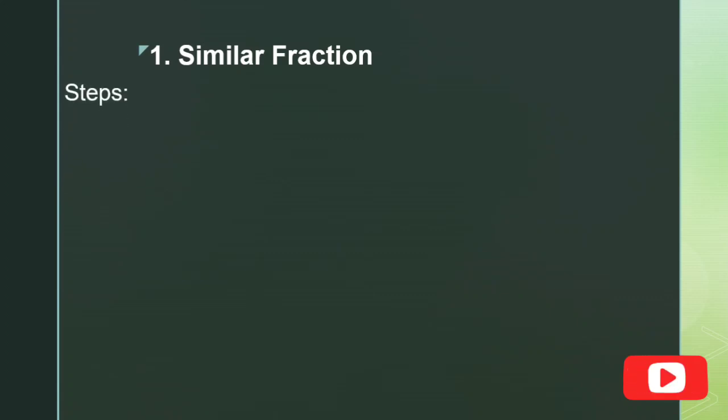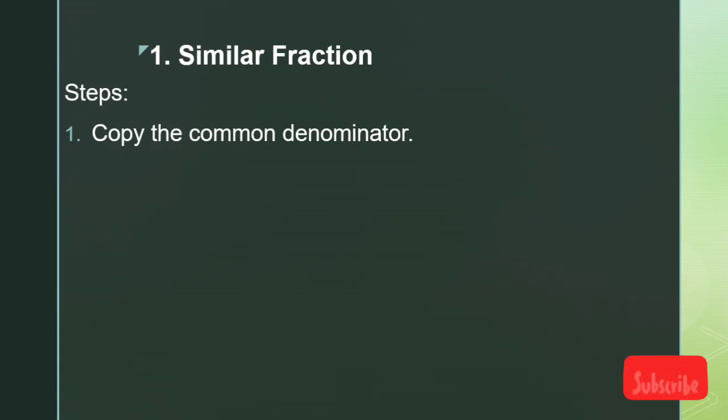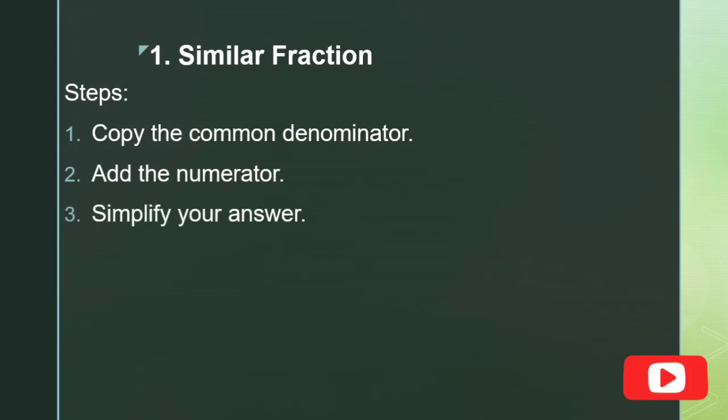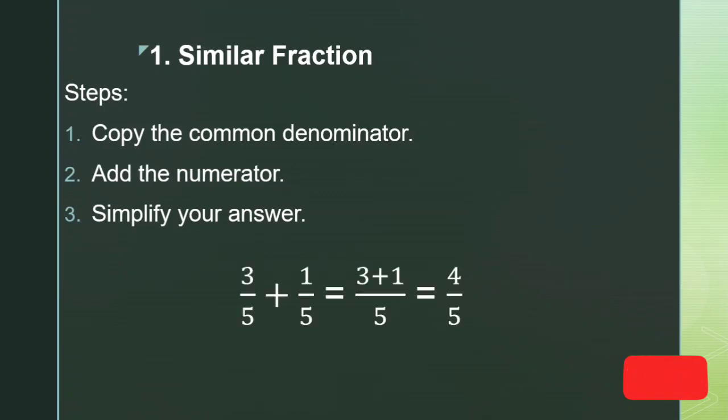Now, so let's start with the addition of fractions. So, paano po ba tayo mag-add ng fractions? So, unahin natin kapag similar fraction. So, pag similar fraction tayo, meron tayong mga steps dyan. First, copy the common denominator. Kopyahin lang yung denominator since pareho-pareho lang naman. And then, we just have to add the numerator. I-add lang natin ang numerator. And, syempre, the last part there is we have to simplify our answer. Always simplify your answer if possible.